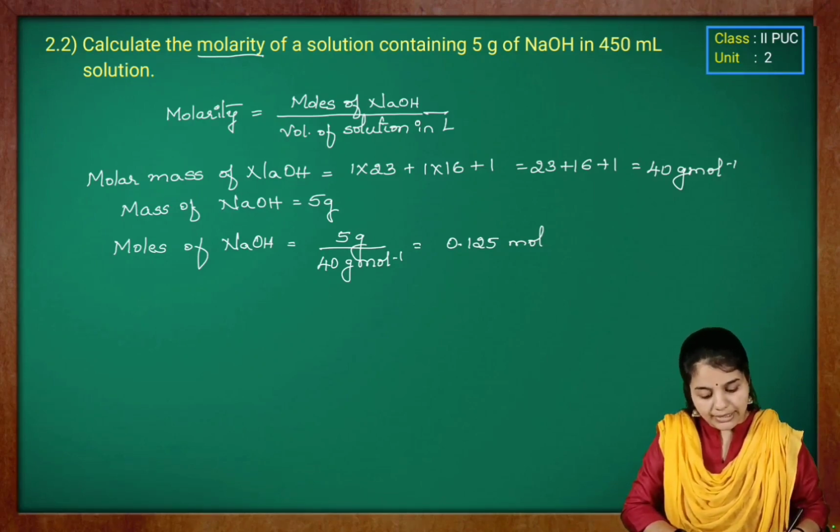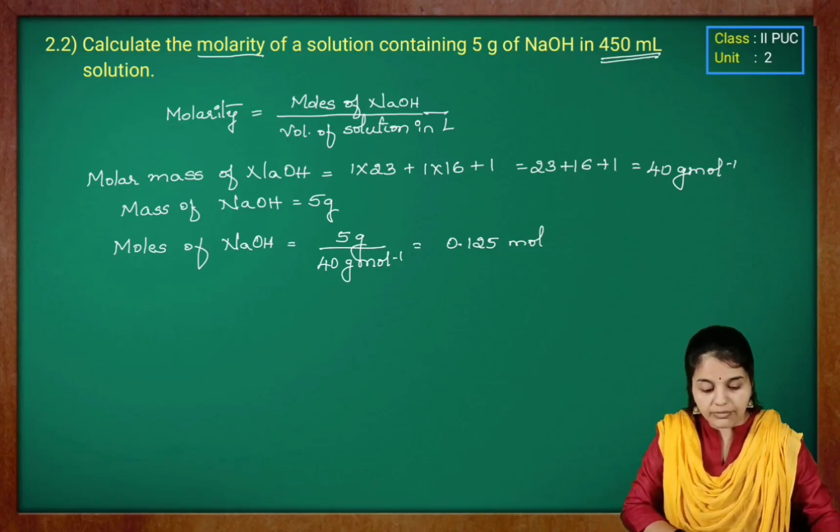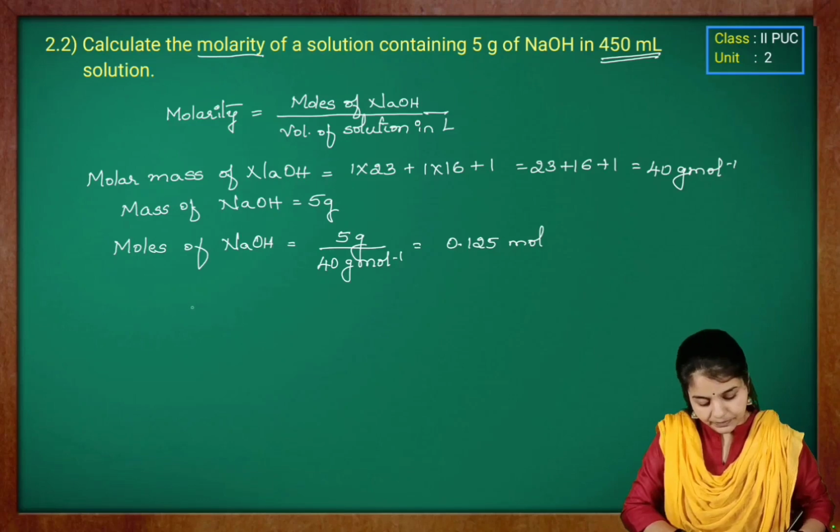Now in order to find molarity, we need volume of solution in liter. But in the question they have given it in terms of milliliters. So we know 1 milliliter is nothing but 10 to the power minus 3 liter.